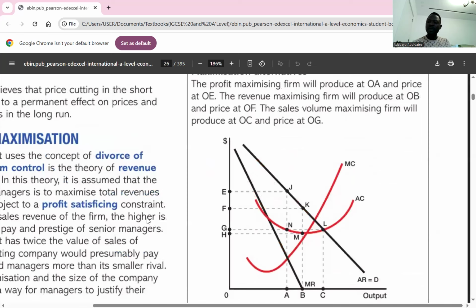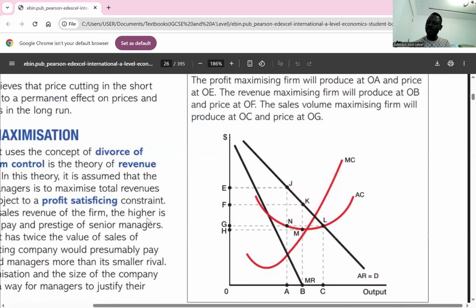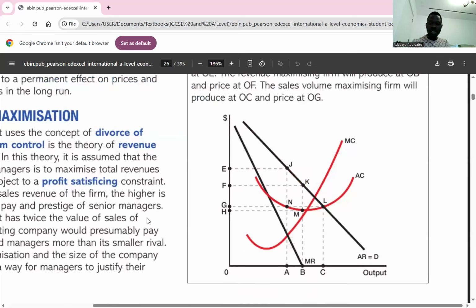So I wrote, for profit maximization, we said profit maximization is where your MC equals MR. In this graph, your MC equals MR at output OA. Look at the points here. Our MC equals MR where the output is OA. Do you see it there? OA is where MC equals MR. Your marginal cost goes up, your marginal revenue goes down. I think you can see that, right? So the point where MR equals MC is OA, and the price is at OE.